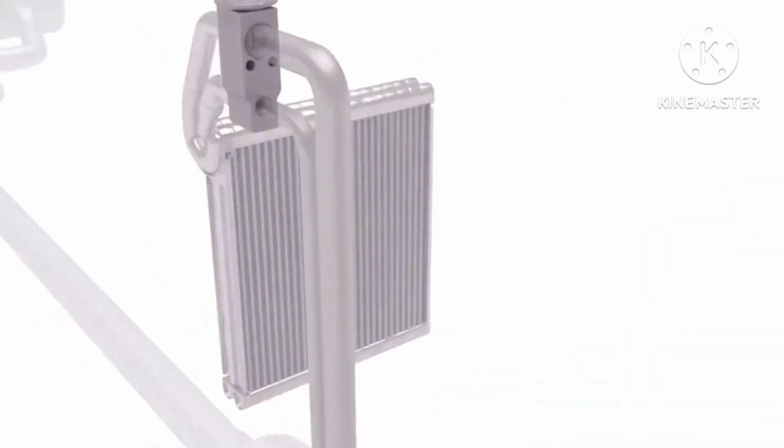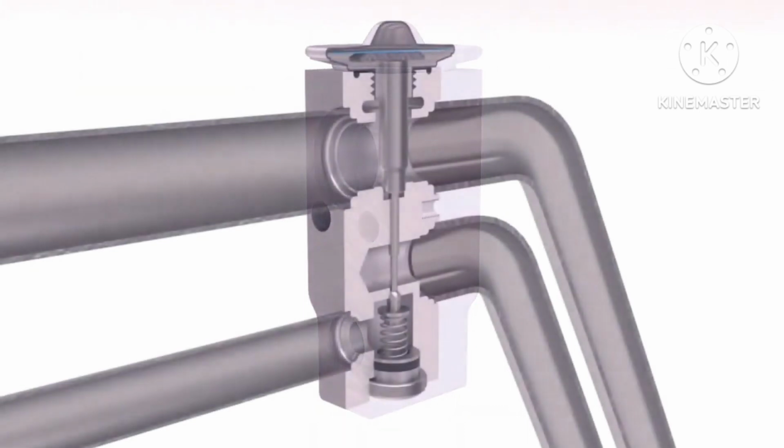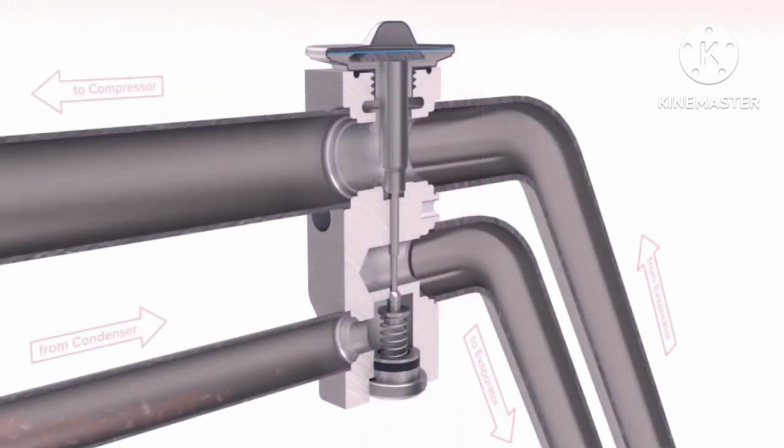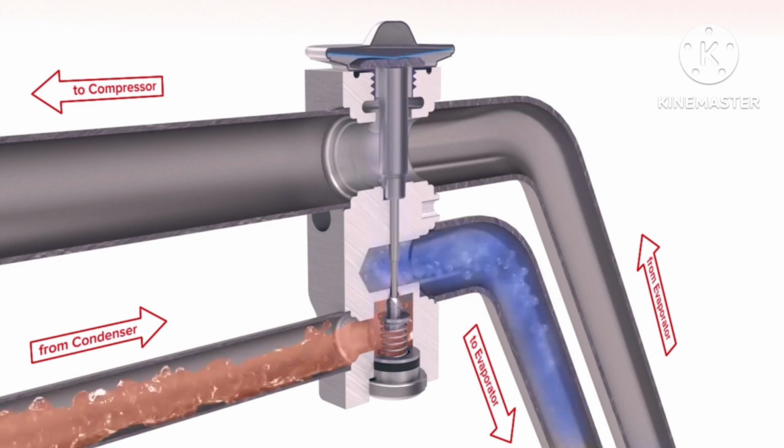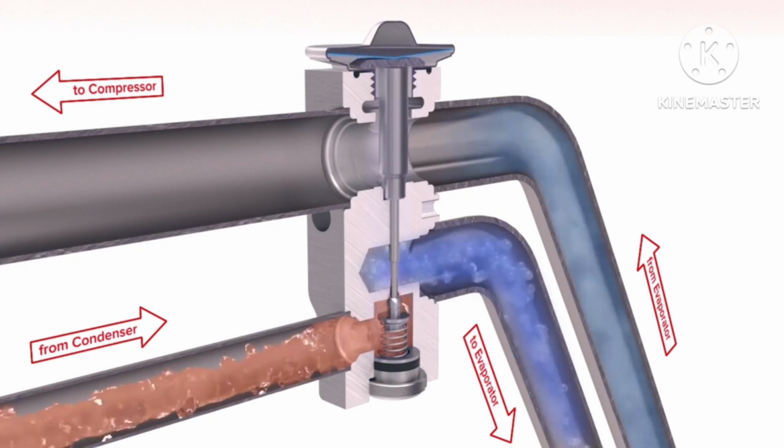Next, the cooled liquid refrigerant flows to the expansion valve, where the high pressure of the refrigerant forces it through a small orifice or hole, and this has the effect of injecting the refrigerant from the orifice as a mist that is then able to expand.